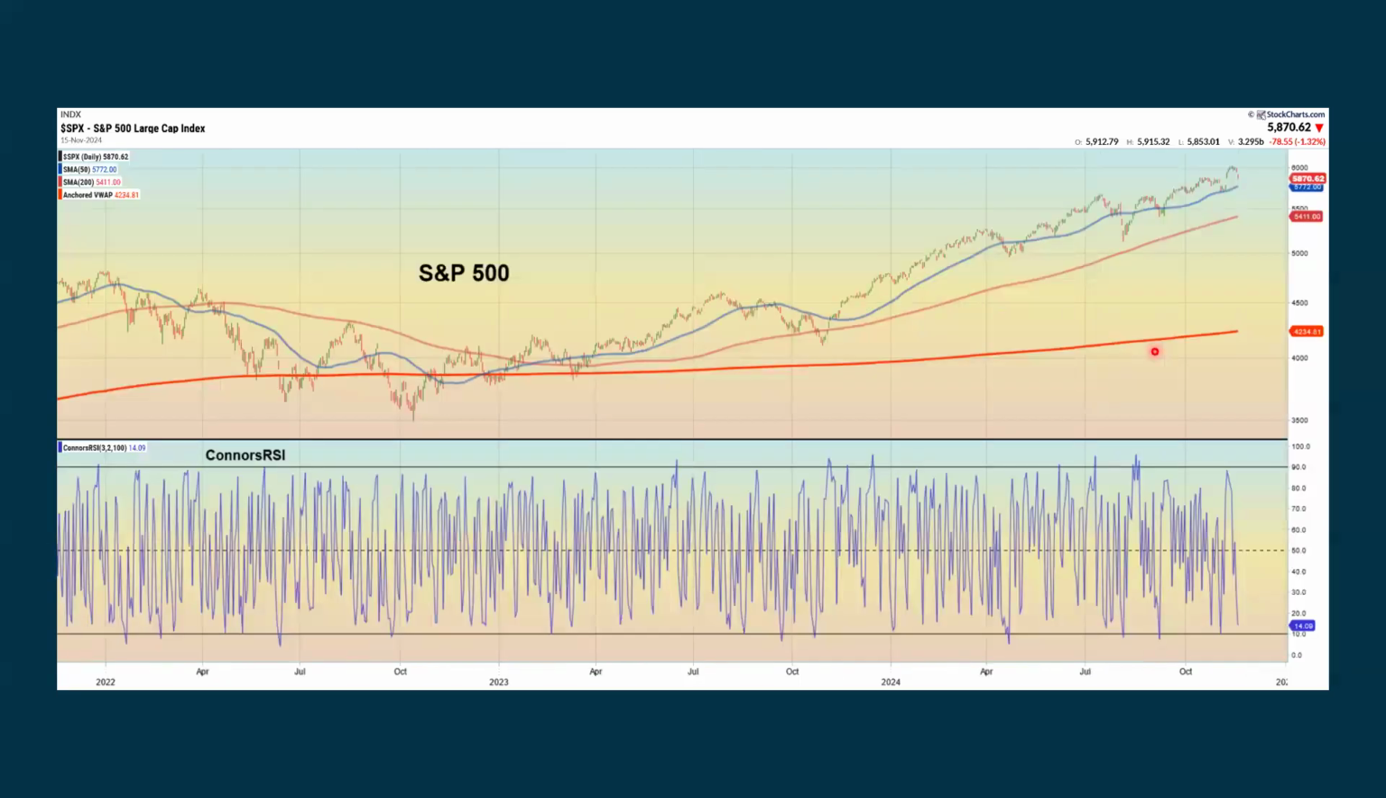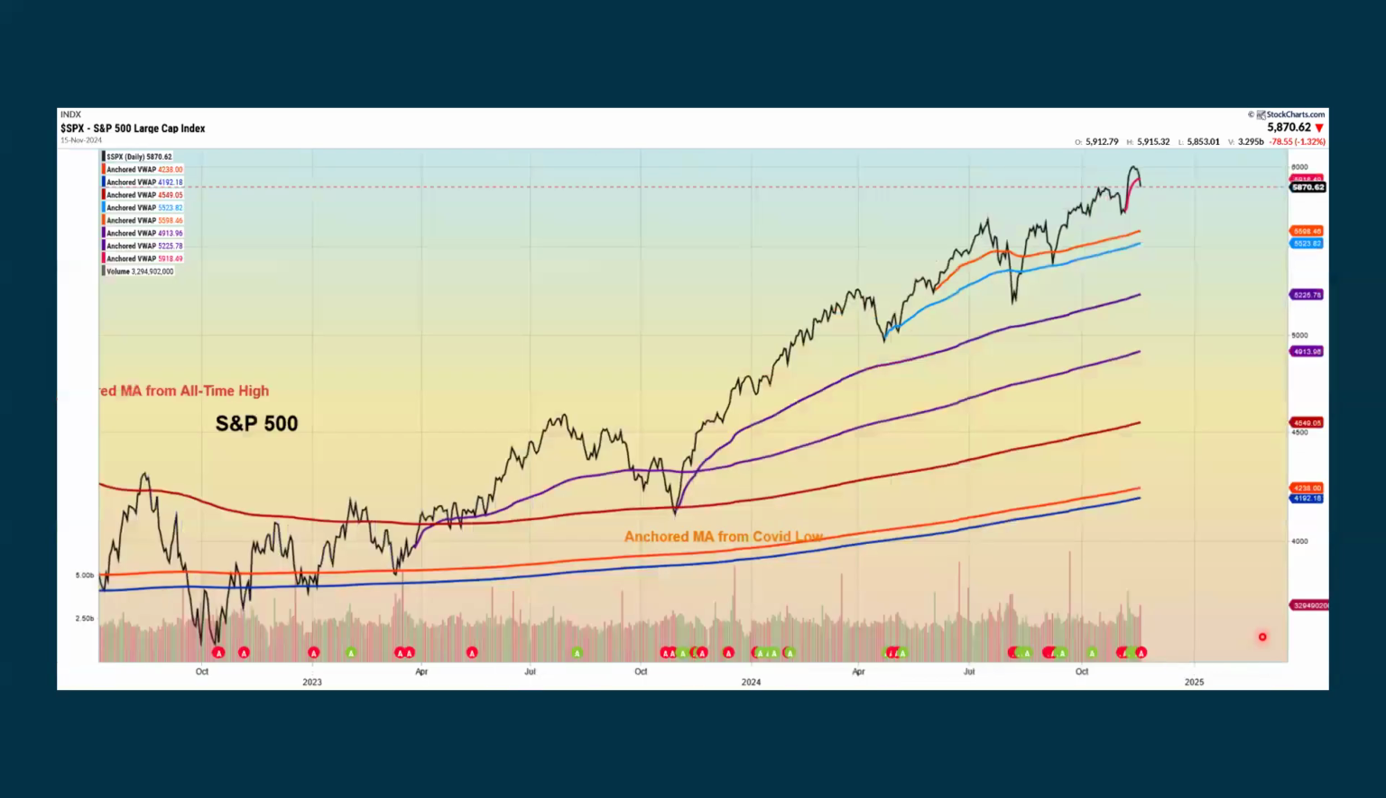I also use the Connors RSI just like other oscillators, looking for extreme positive or negative readings. Even though we're getting a low reading now, it's not extreme. And then I did add this other little short anchored moving average. Typically the moving averages that we use the most look backwards. They use past data. Anchored moving averages try to project things forward.